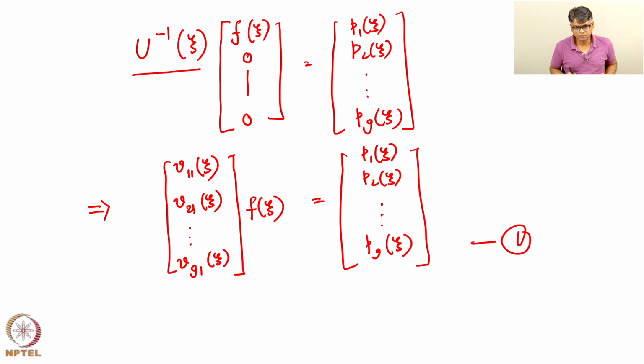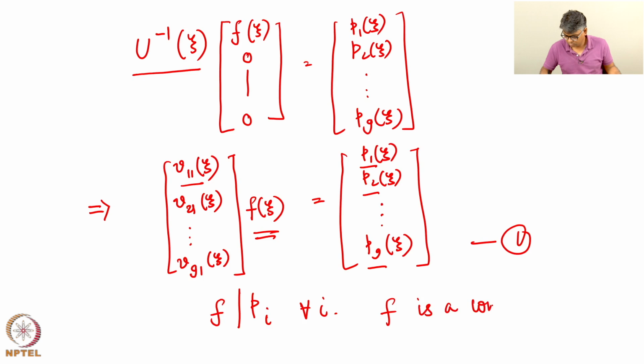This one equation tells me what? F divides P1, P2 and Pg, isn't it? Because V11 is a polynomial times f is P1, right? V11 times f is P1, V21 times f is P2, likewise Vg1 times f is Pg. So f divides Pi for all i. That means f is a common divisor. Great, no?